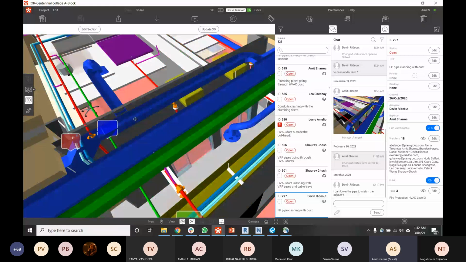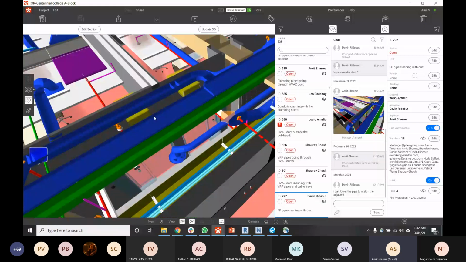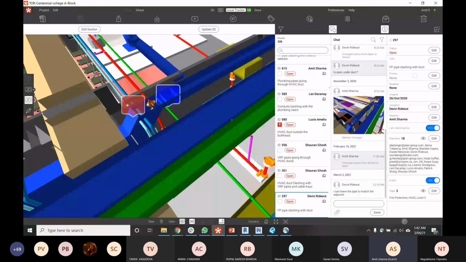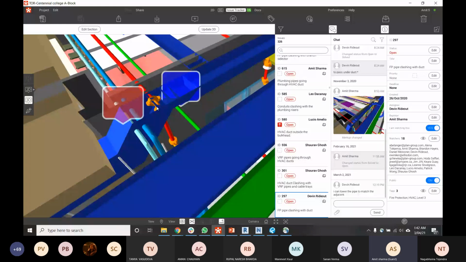Like before that, imagine doing this coordination, sending one by one, writing emails to everyone, please fix this issue, there's a pipe clashing with the duct. It's very hard, but on this platform, everyone is there. I can tag architects, I can tag mechanical engineers, I can tag fire protection guys.